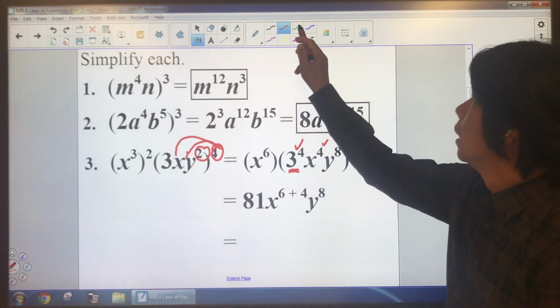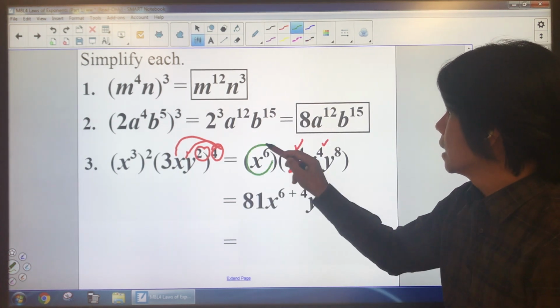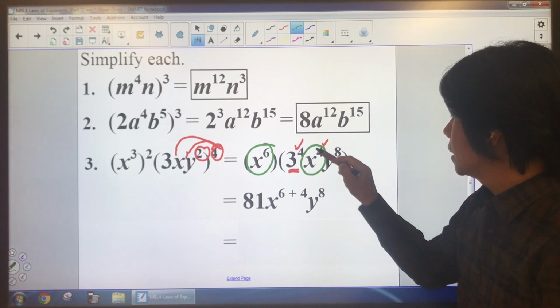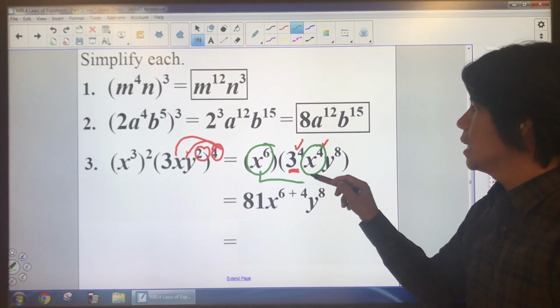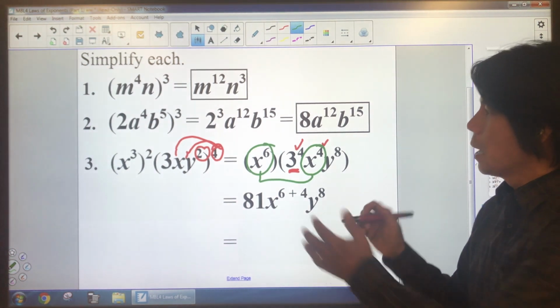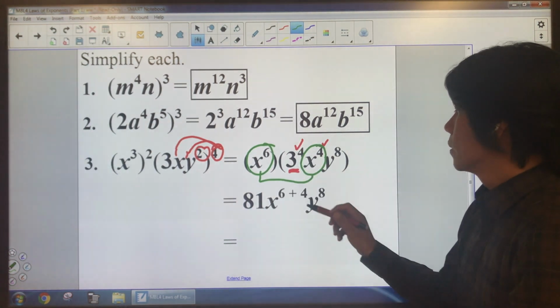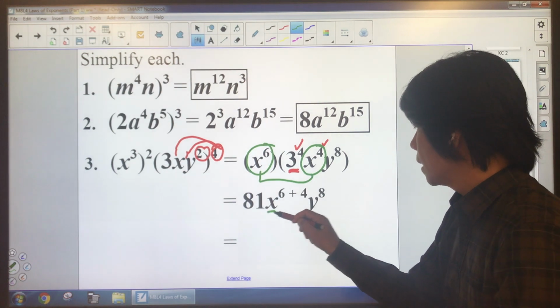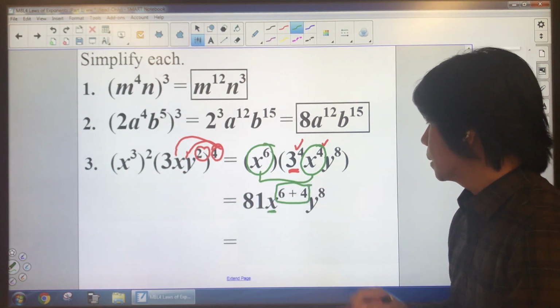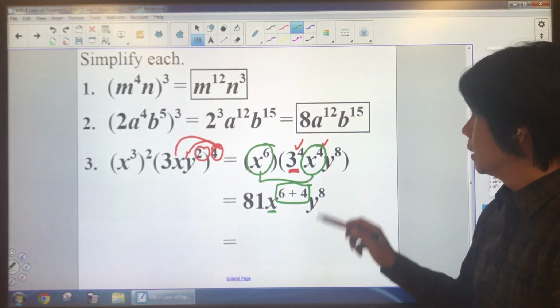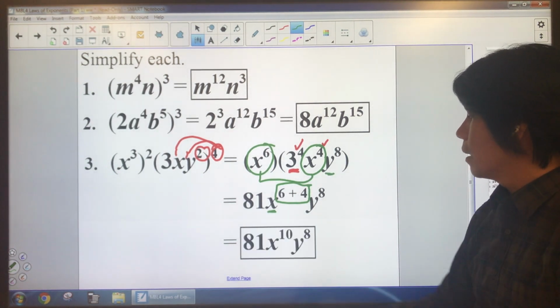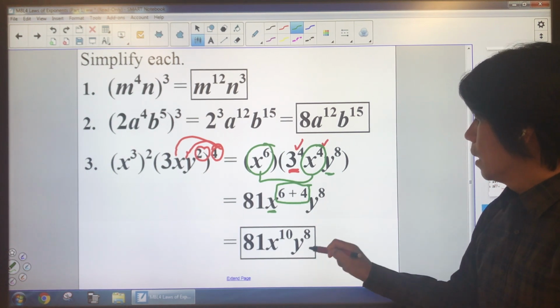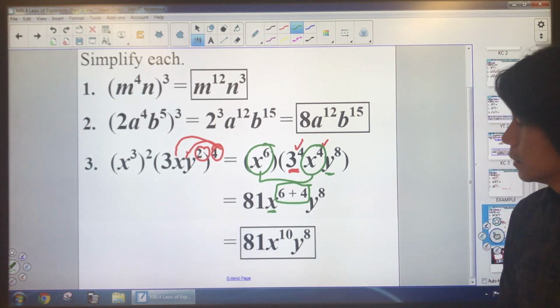Now, notice that this has the same base as x to the 4th. So what do we do? This is not power to power. Again, this is product of power. So we keep the same base and then we add the exponent, right? And then we keep y to the 8th power. So finally we have 81, bring that down, x to the 10th power, y to the 8th power.